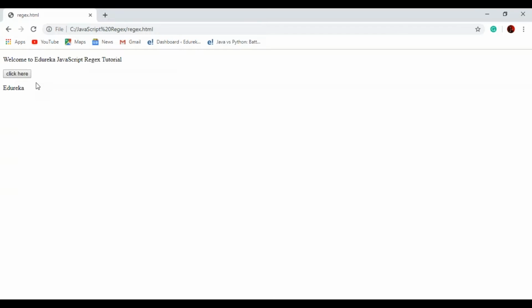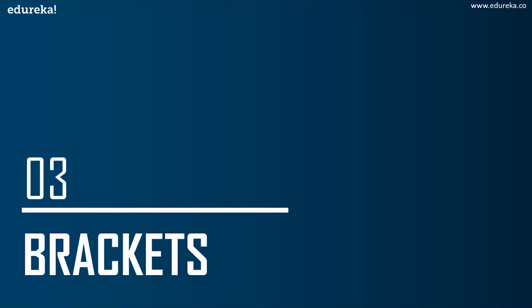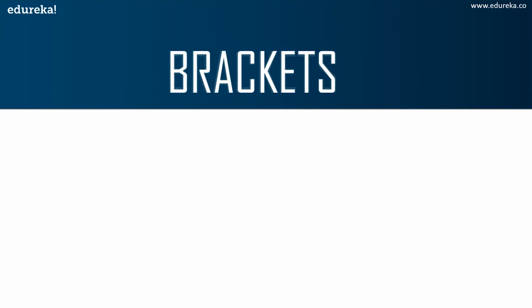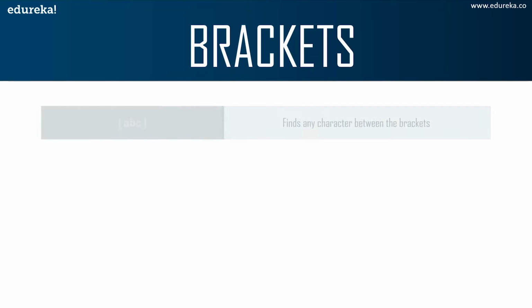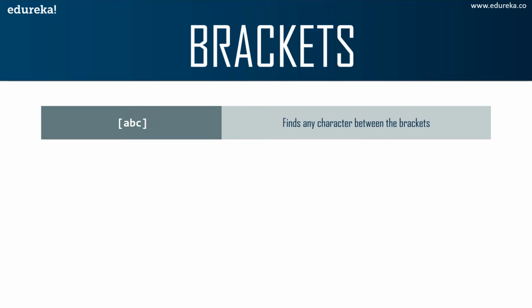So this was all about the modifiers and how we can use them for our regular expression in JavaScript. Now next up, we have the brackets. Brackets are basically used to find a particular range of characters. The first expression shows ABC inside square brackets. This expression is used to find any character that is present between the brackets. You can pass any character or any set of characters inside the square brackets, and that will be matched with your string.